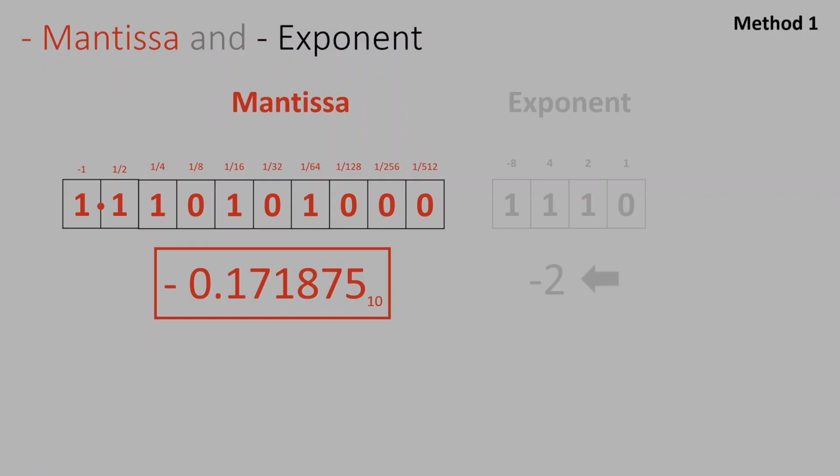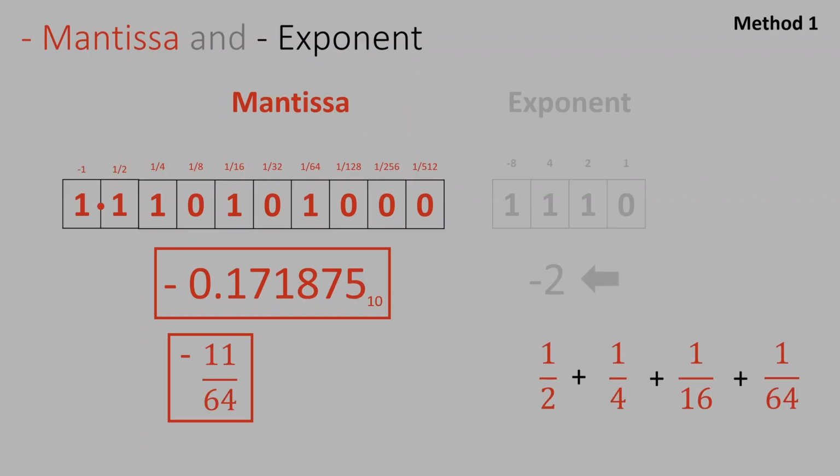We can also represent this number as a fraction. And here's how we derive that. So the lowest common denominator is 64. Adding all those together gives us 53 over 64.